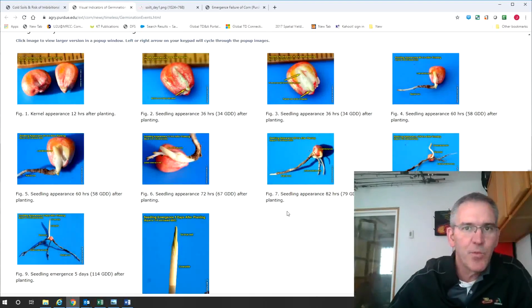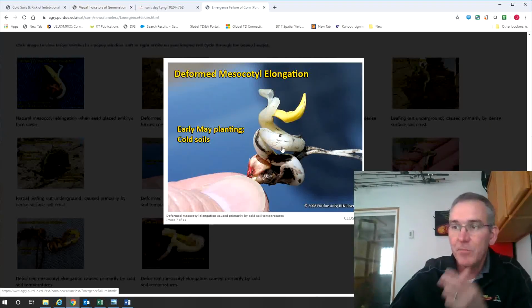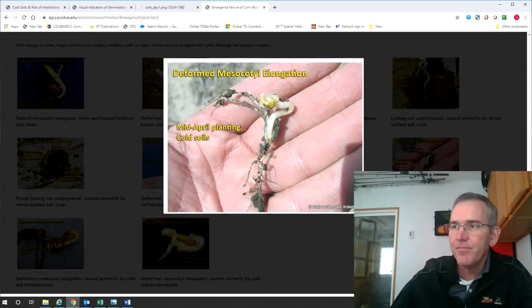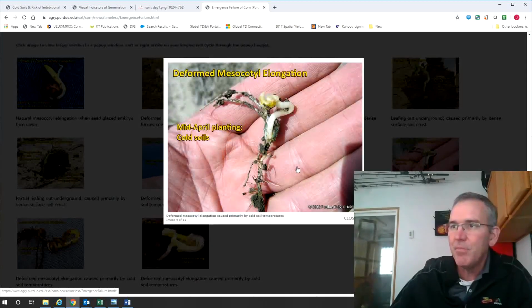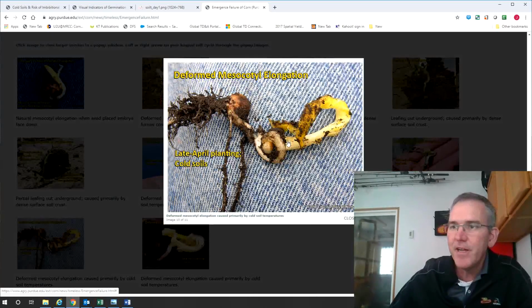So in the past, when we have had issues with cold temperatures, we might have seen something that looked like this. The tissue broke out of the coleoptile sheath. It did not elongate straight toward the surface. It twisted around. This is not a plant that's going to contribute to stand. This is another example of just something that's not going to make it to the surface or contribute to stand. Another example of what you might find out in the field.